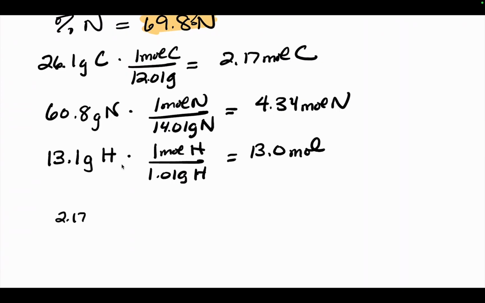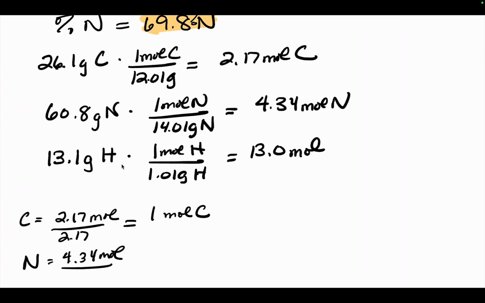So carbon, we're going to be dividing by 2.17. So there's going to be 1 mole of carbon. Nitrogen, dividing by that same small number, so we'll have 2 moles of nitrogen. Remember that these might not be exactly whole numbers, but if they're close, you can assume they are. And if they are 0.5s, you would multiply by 2. Things like what to multiply by to get whole numbers are in your packet.